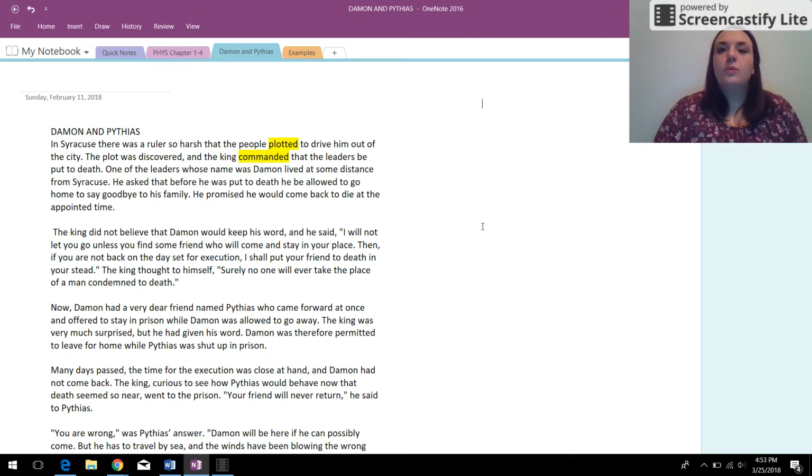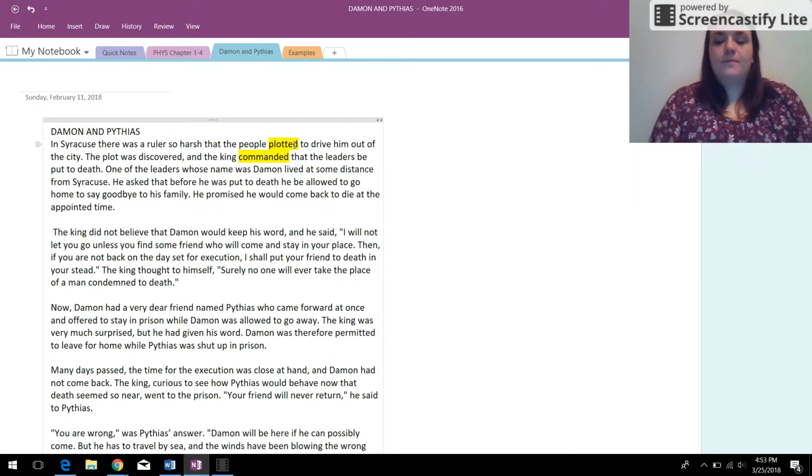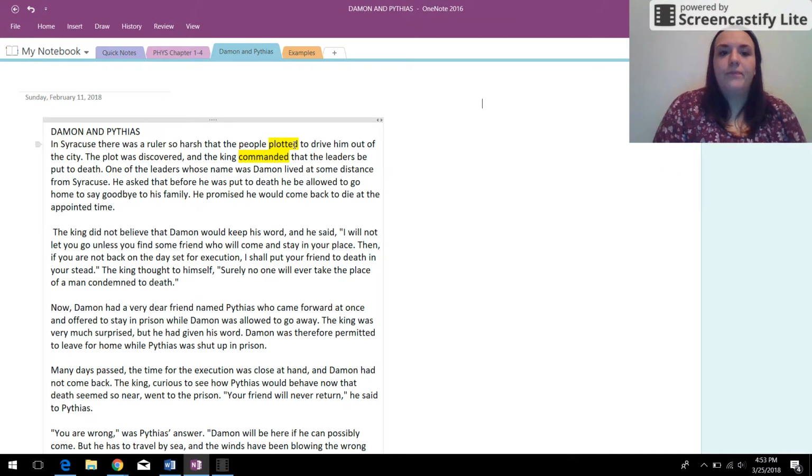So I picked out 2 words in this paragraph that are tough. So the first word is plotted. In Syracuse, there was a ruler so harsh that the people plotted to drive him out of the city. So, the ruler was so harsh. Well, we know that the word harsh means rough. He was tough, and he was hard on his people.